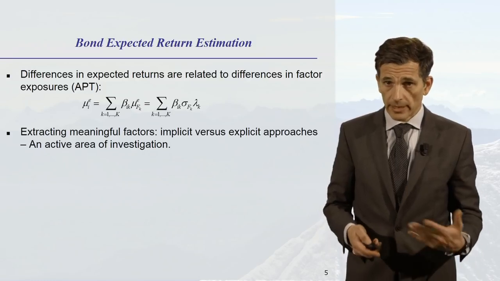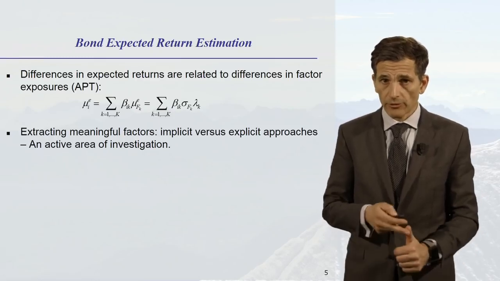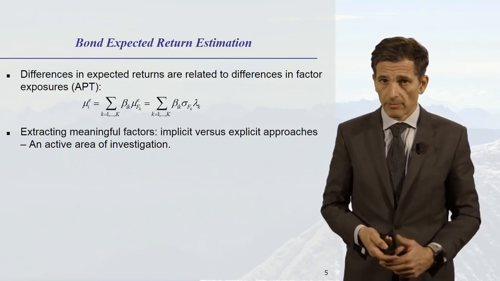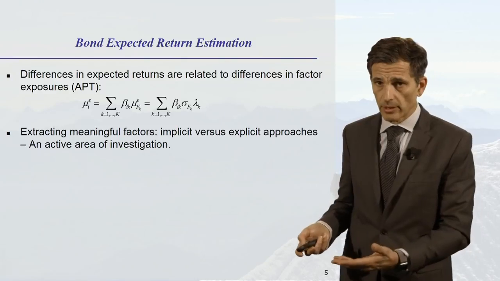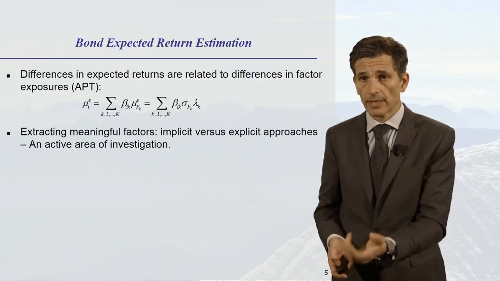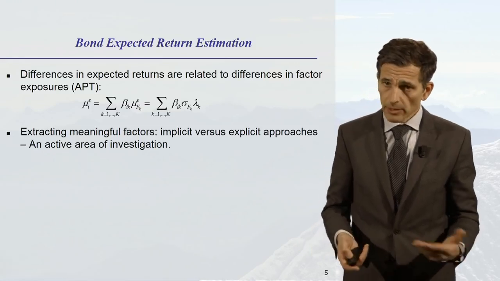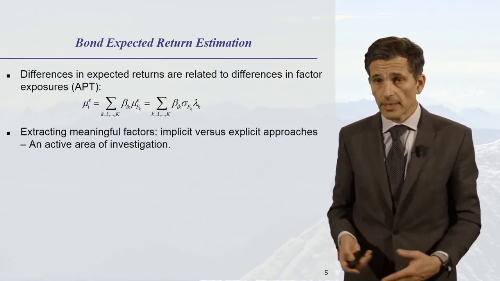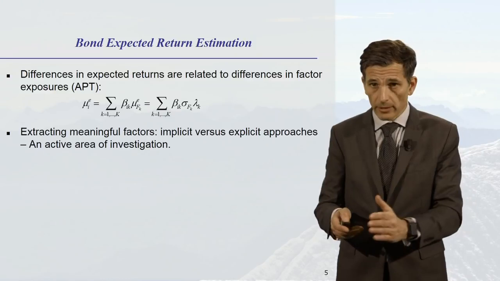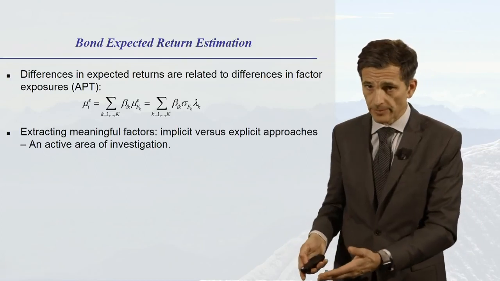Okay, now there are still a number of challenges to address if one wants to implement this methodology. Challenge number 1, what are the factors that we want to extract? Well, there are 2 ways to go. One is the implicit way, for example, principal component analysis, which is a statistical method that we can use to extract uncorrelated statistical factors from correlated bond returns. But you can also use explicit factors as well. That's actually an active area of investigation, factor investing in bond markets. Active search for what are the most meaningful factors that collectively can explain cross-sectional differences in expected returns.